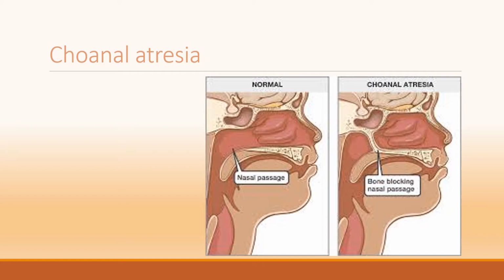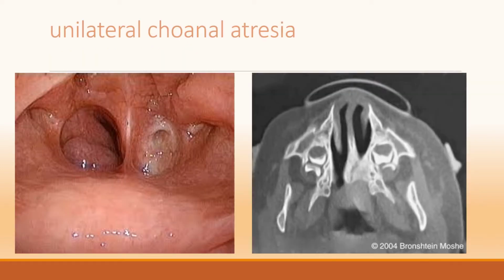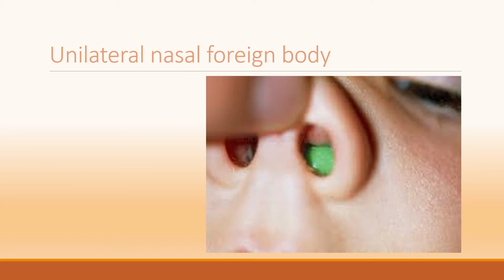Now this is a figure for choanal atresia. On the left side, this is a normal figure showing the opening of the nasal cavity, the open choana, and on the right side you will see the bony obstruction of the choana. Here you can see unilateral right choanal atresia, and on the other side, a CT scan showing the same patient. Unilateral nasal foreign body. Can you see it on the right side?